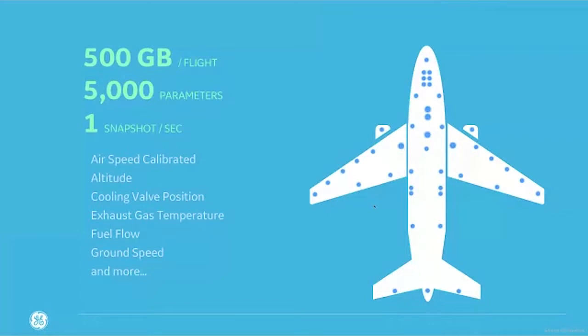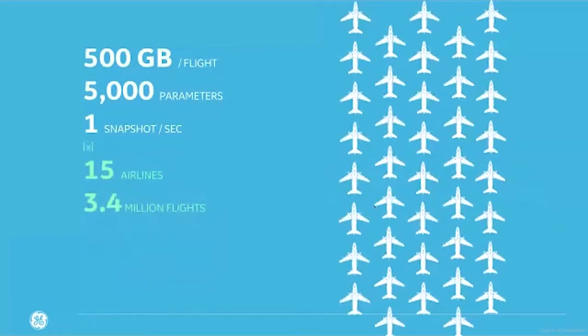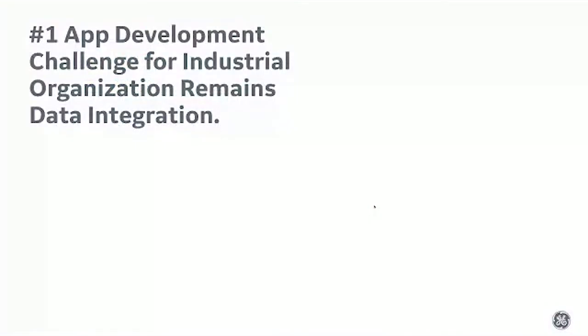And if you think about how a plane has 2 engines, or if you're managing an airline, you have 500 gigabytes minimum, 5,000 parameters, a snapshot per second. If you're thinking about multiple airlines, it's a lot of flights. So it's understandable that the number one app development challenge for industrial orgs is data integration.